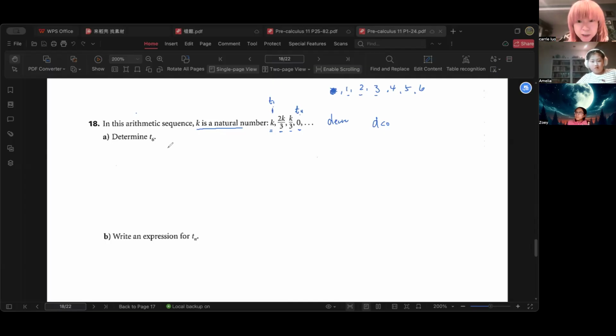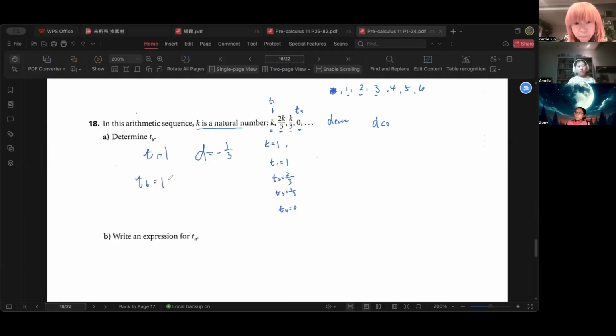Okay, so we're going to determine T6. If you take a look at this one, k could be nothing but 1, right? So T1 equals 1, T2 equals 2 over 3, T3 equals 1 over 3, and T4 equals 0. So D equals negative 1 over 3, right? So T1 equals 1. So T6 equals 1 minus 5 times 1 over 3, which equals 1 minus 5 over 3, which equals negative 2 over 3.